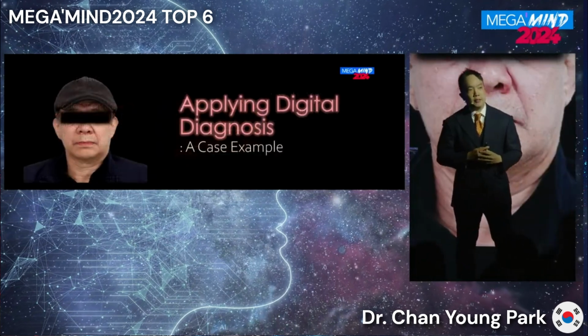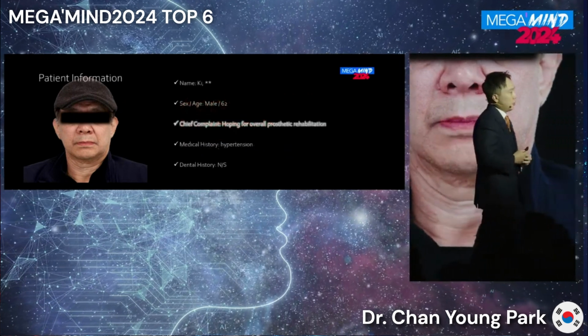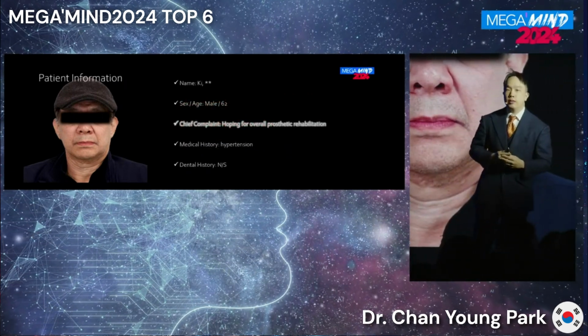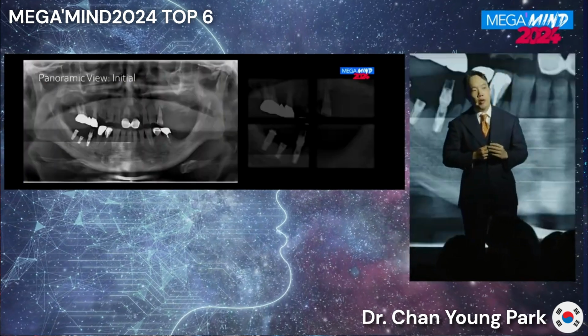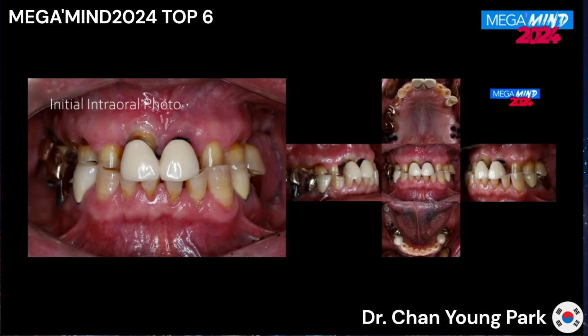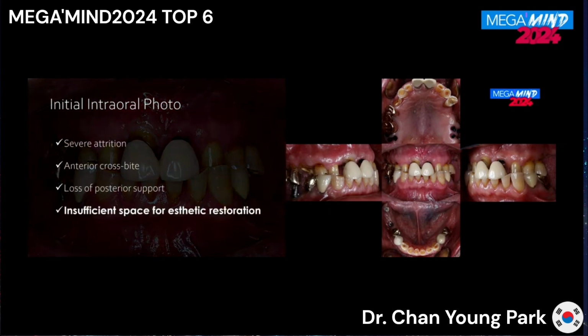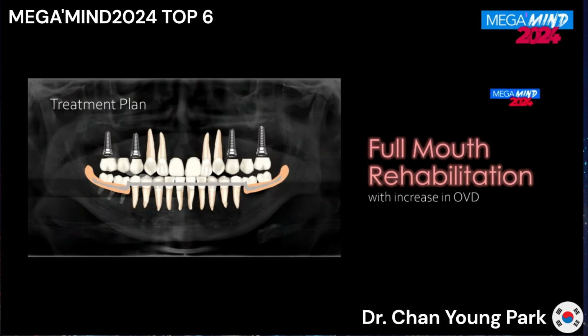So this is a case example using some digital diagnostic tools. Now, this patient visited our clinic hoping for overall prosthetic rehabilitation. And by the looks of the initial panoramic view, there were some hopeless teeth and implants on the posterior area. And by the looks of the intraoral photo on the anterior area, we could see some severe attrition, anterior crossbite, loss of posterior support, which would indicate that space for aesthetic restoration was insufficient. So this means that full mouth rehabilitation is needed for the treatment.